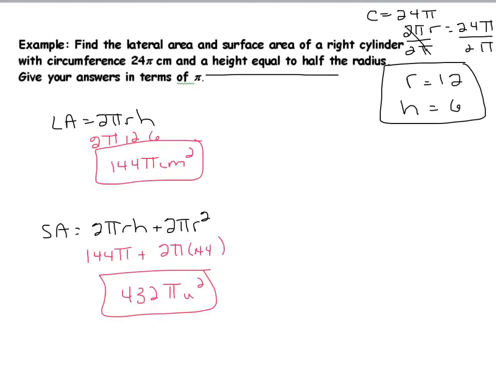All right, so if you take a look, I plugged in my radius and my height, and I got 144 pi for my lateral area. Now I plug that into the surface area. Since my radius is 12, I got 144 over here, and when I combine it together, I got 432 pi.